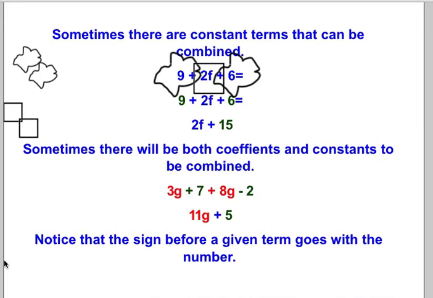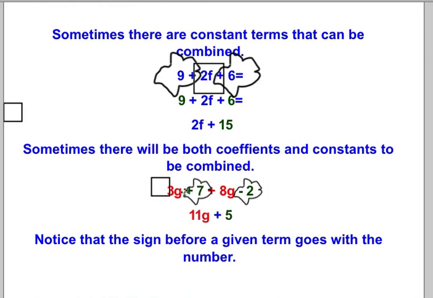The next example shows that sometimes there are coefficients and constants that need to be combined. So 3g plus 7 plus 8g minus 2. So I'm going to find two shapes and put the clouds around my constants, 7 and minus 2. And then I take my like terms with g, so 3g plus 8g. I want to make sure that the plus sign is in there so I know that I'm adding. And now I'm ready for my next step.